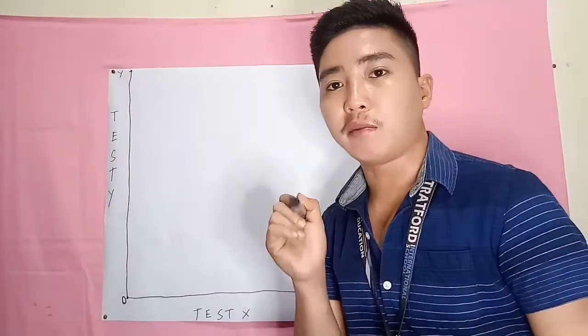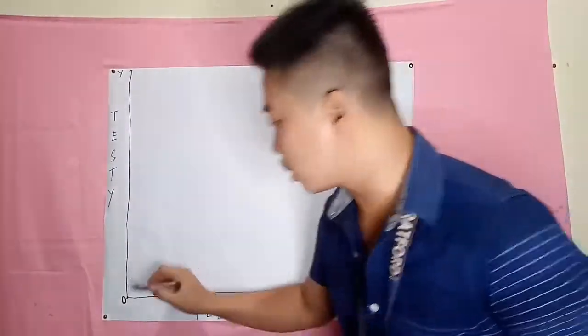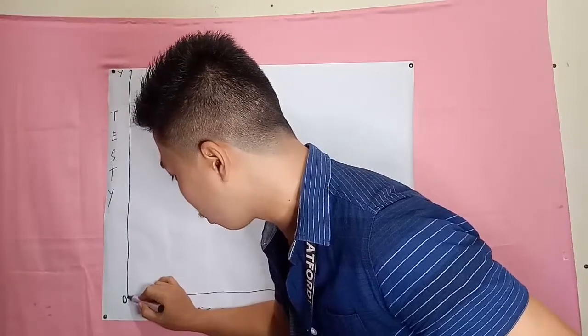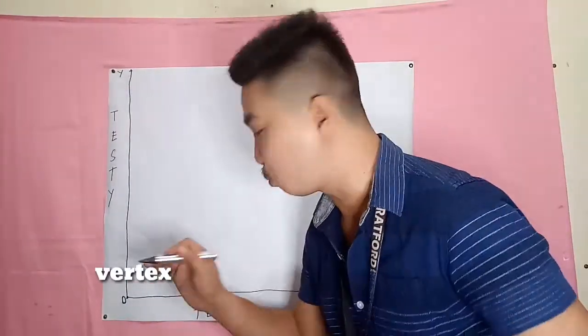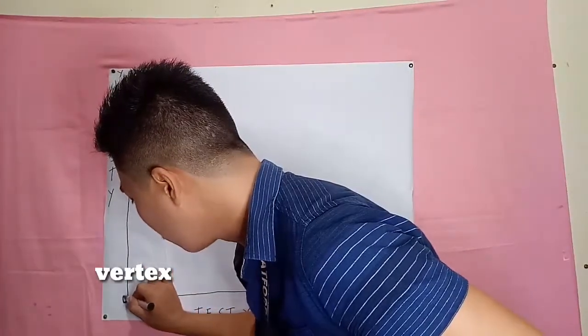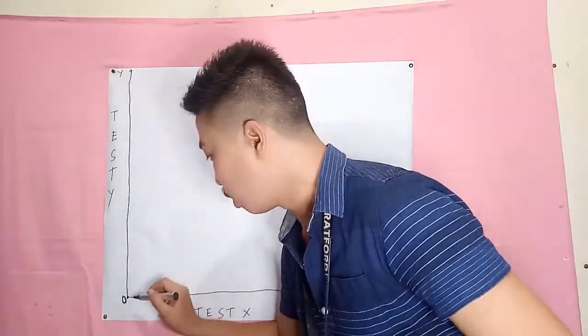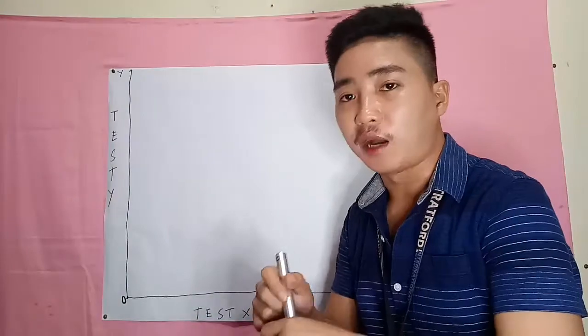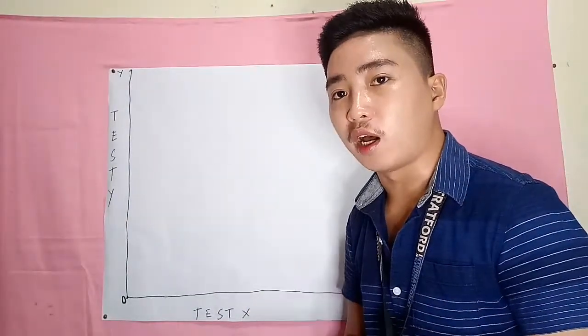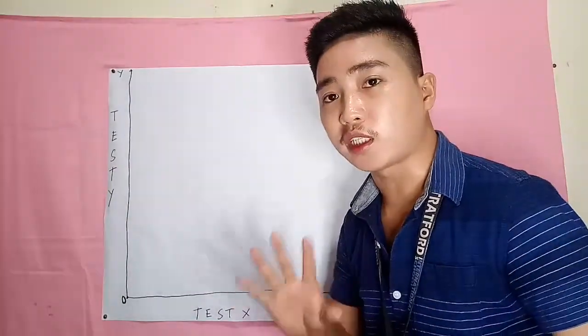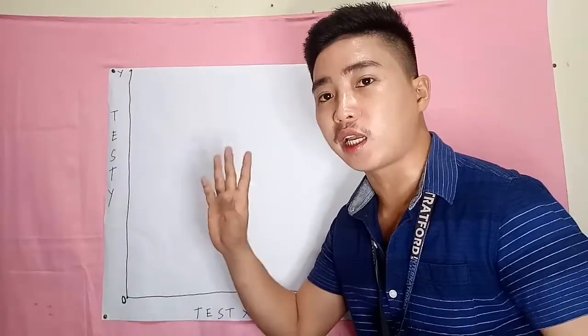Test X. So during my last discussion, as you can see, this point here is also called a vertex. Now we need to put a 0 here. So remember, this is a vertex, which is the starting point of the numbers. Now, since in our table there is a test X, test X and Y.